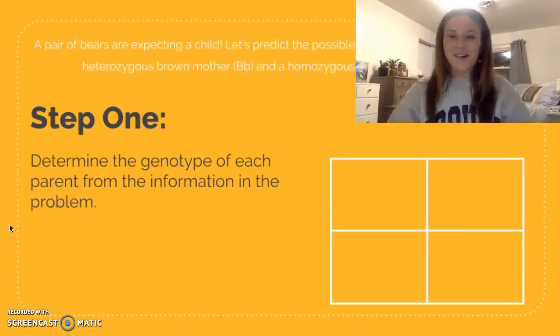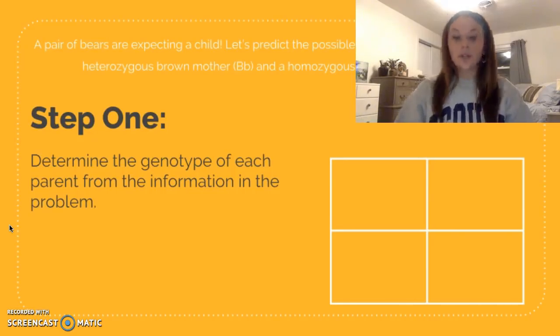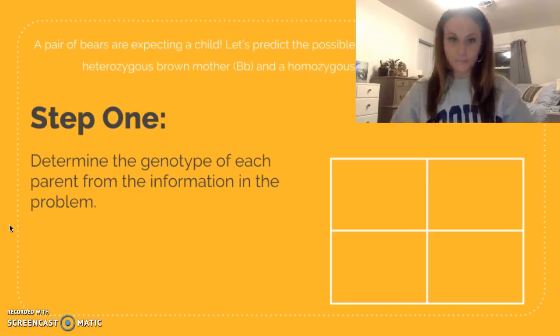All right, here we go. I like Punnett squares, but I like science, so hopefully once you get this down, you'll enjoy it as well. It can be pretty fun, especially as you get to learn how to do them and you're more comfortable with doing a Punnett square. Our example, on your paper, it says, a pair of bears are expecting a child. Let's predict the possible color of the offspring for a heterozygous brown mother and a homozygous black father.